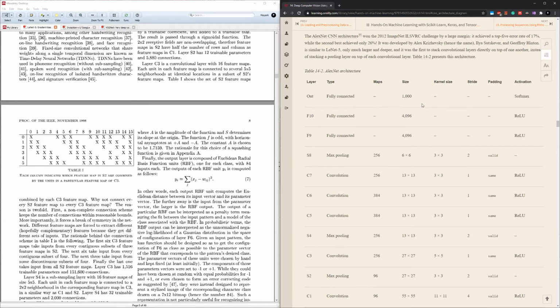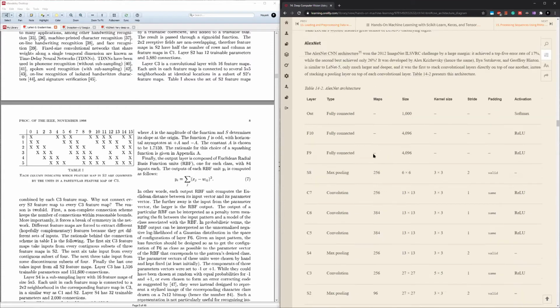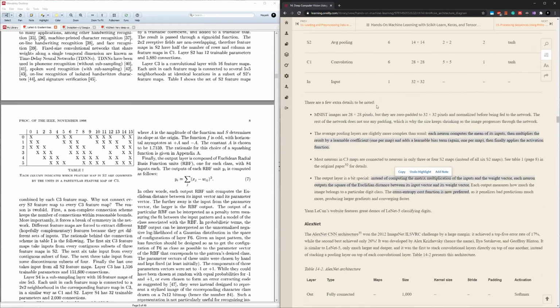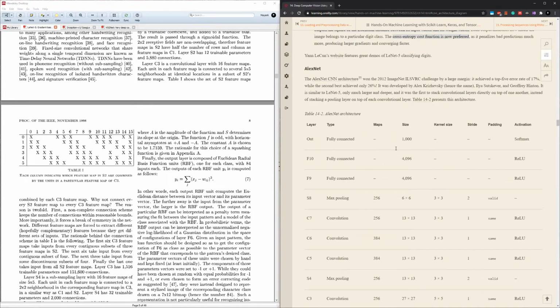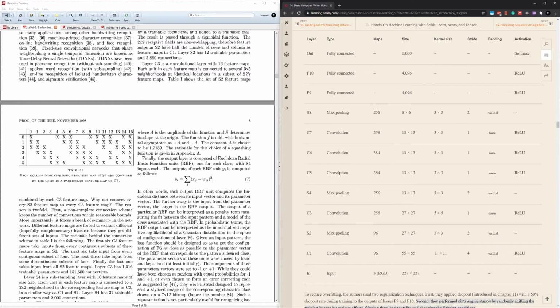They were the first to stack the convolutional layers directly on top of one another, instead of stacking pooling layers on top of each convolution layer, like they had done previously in LeNet. So these C5, C6, and C7 are stacked on top of each other. This is the ReLU activation. That's the padding.